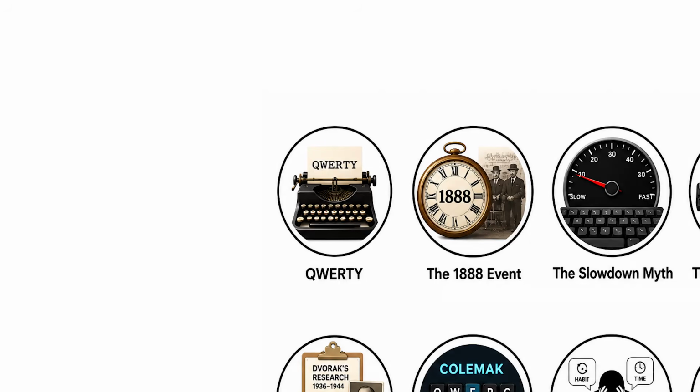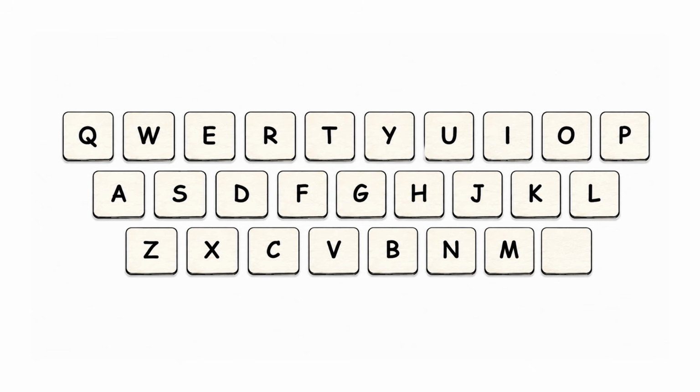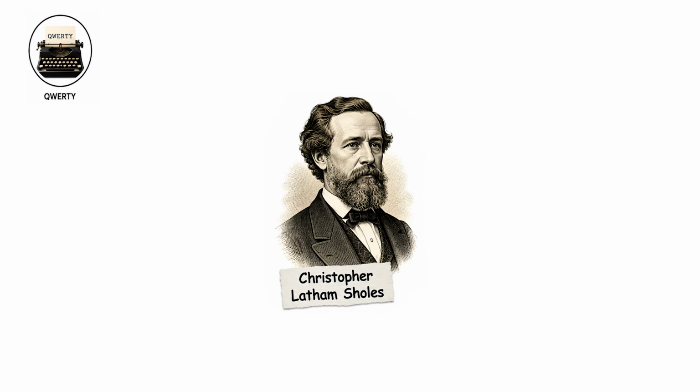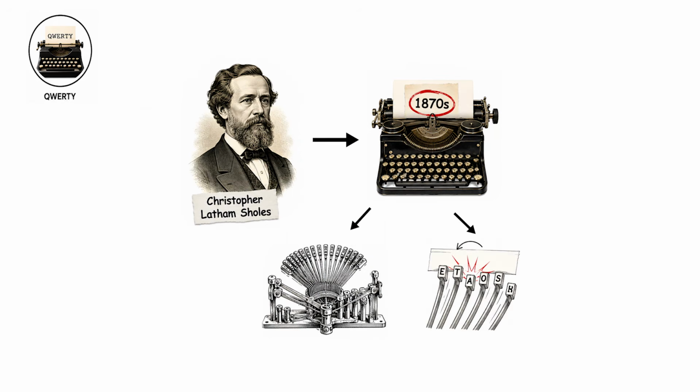QWERTY, the mechanical reality, not the myth. TH is the most common two-letter combination in English. On the keyboard in front of you right now, T and H are not next to each other. That's not an accident. Christopher Latham Sholes built his typewriter in the 1870s around a real mechanical limitation.